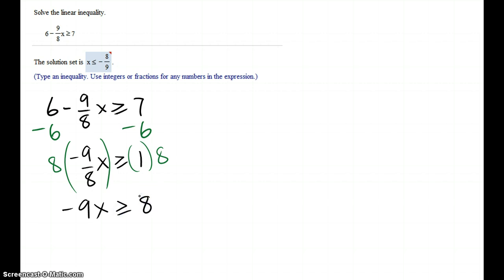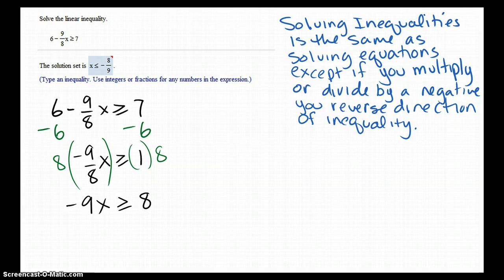Now finally, if you had an equation, you would divide by negative 9. It's the first time we have to worry about the inequality, because when you multiply or divide by a negative, you need to reverse the direction of the inequality. So let's write that down. Solving inequalities is the same as solving equations, except that if you multiply or divide by a negative, you reverse the direction of the inequality.